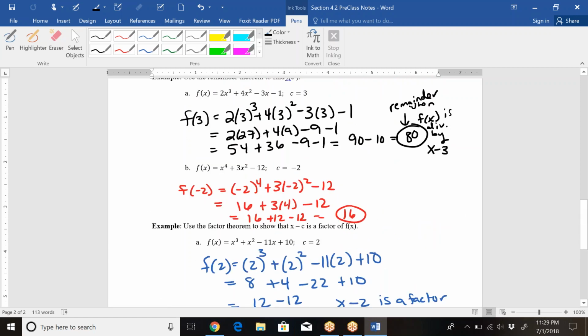And that's all that's in the video. So two big theorems. If you plug in c equals the number into your function, it tells you the remainder if you had divided by that specific related factor of x minus the number. And if you get a remainder of 0, then you know that the actual factor goes into your polynomial evenly, which means we can factor it out. And that's it for this pre-video.